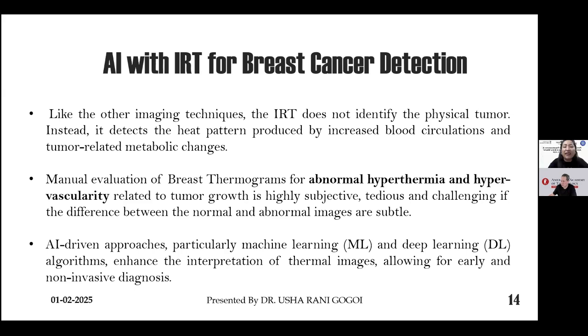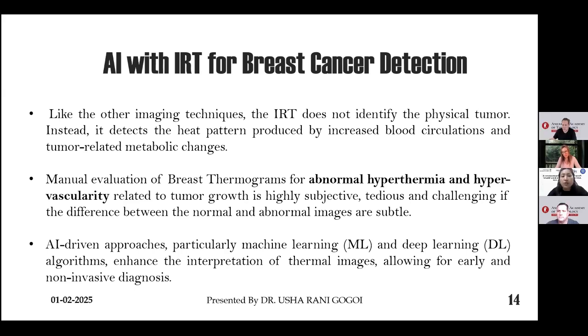For that, we go with some pre-processing as well as the application of AI or image processing for the hotspot segmentation or abnormality segmentation in this thermogram. So here I will give you some idea of how I have applied image processing as well as AI to deal with the challenges of the infrared thermogram.